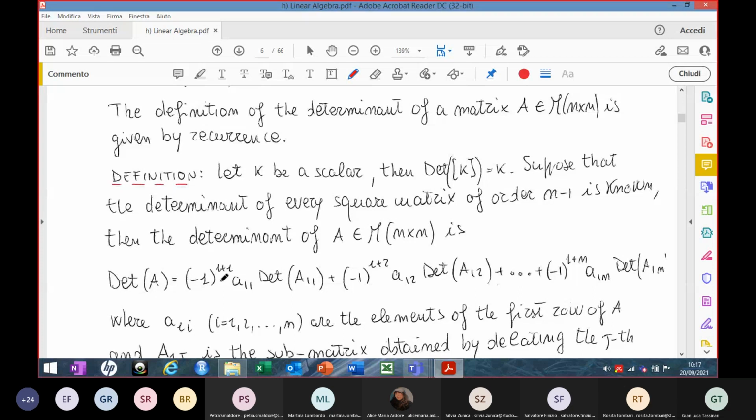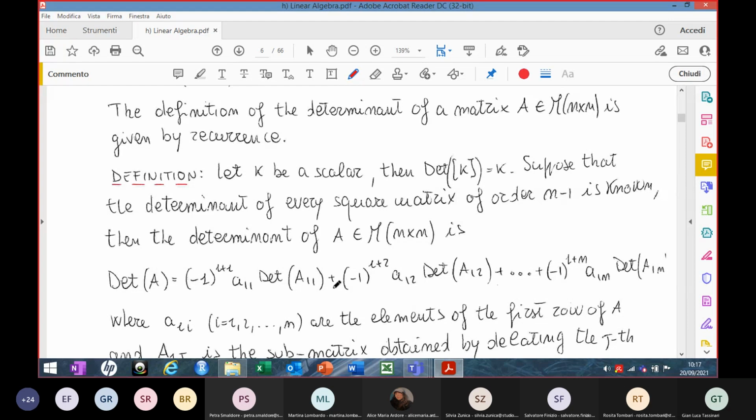To the sum of these indexes, 1, 1, times what? The determinant of the matrix A11. I wrote everything before, so I don't have to write it again. Where capital A11 is the matrix which is obtained by deleting the first row and the first column of A. So if you delete the first row and the first column of A, you get a square matrix of order n-1. But there are no problems, because according to the definition, you know how to compute the determinant of all the matrices of order n-1.